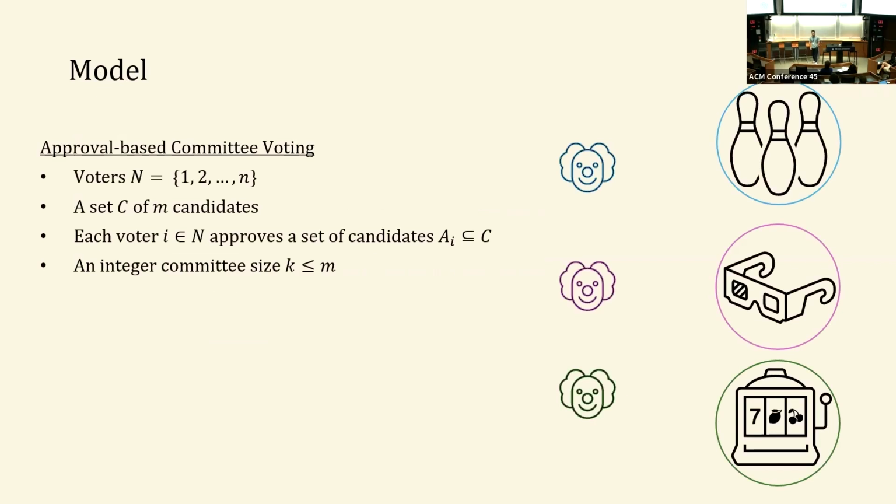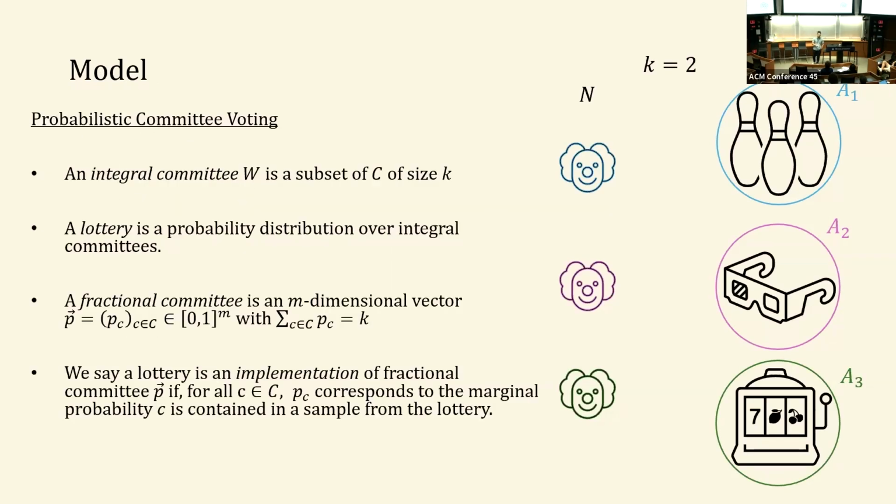Okay, so just using our example, this is the classic approval-based committee voting model. We have a set of voters, N, that were our three friends in the example. We have a set of candidates, C, that were the activities. And each voter then approves of some subset of candidates, denoted A_i for voter i. And we would like to select a subset of candidates of size k. So for our example, k was 2.